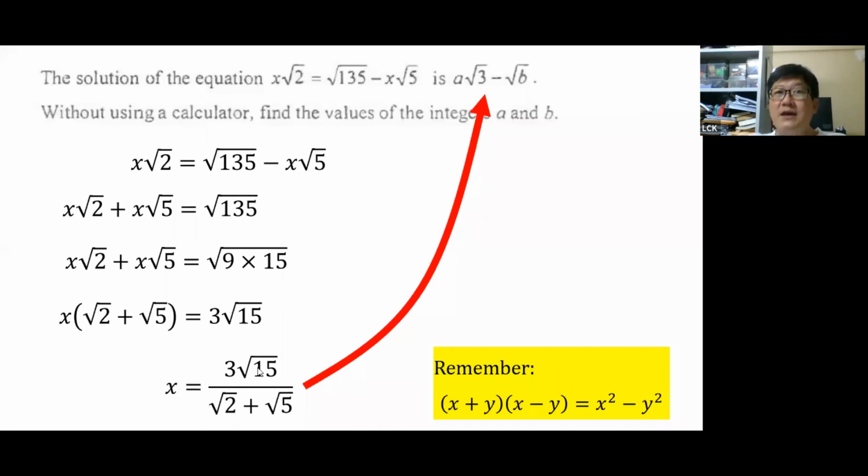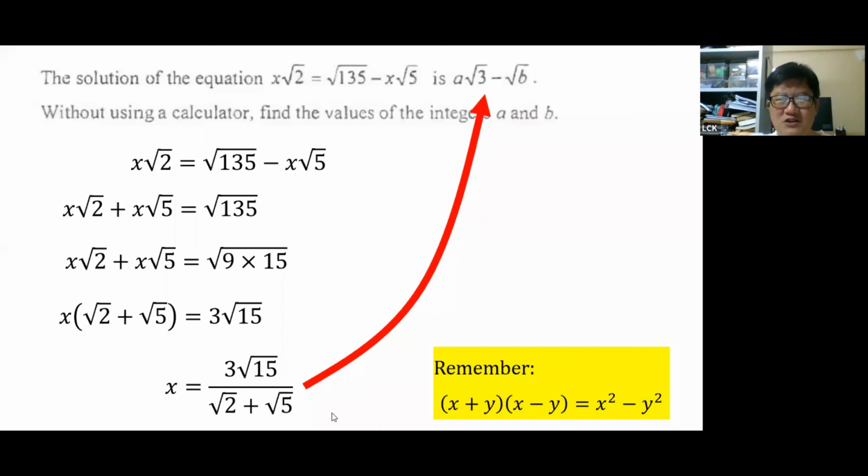All right. Note, I have solved it. I've got the value of x. This is a solution, but the solution is not in the form that the question wants. So the next step is just to modify the solution that I have to make it this format. Now, what you note about the format is that it does not have a denominator. It's a square root 3 minus square root b. There is no denominator here. So that means I have to get rid of the denominator.